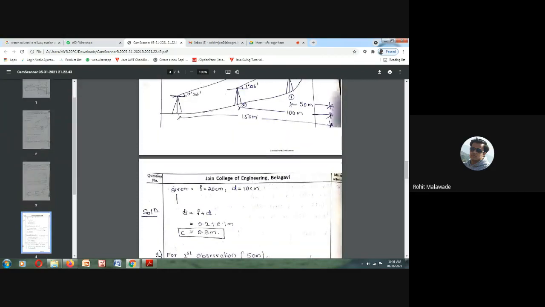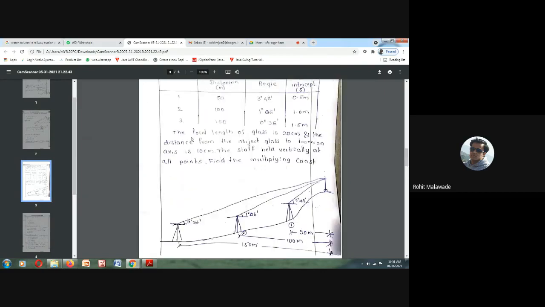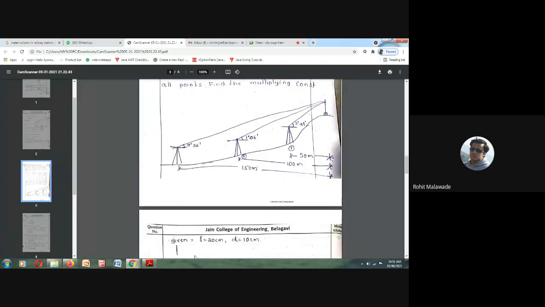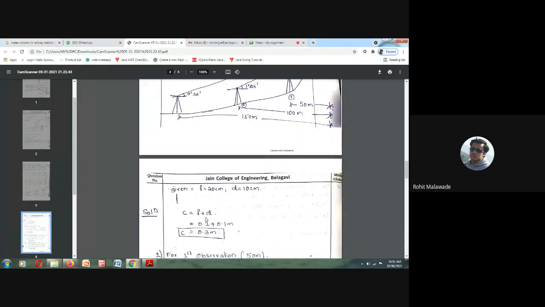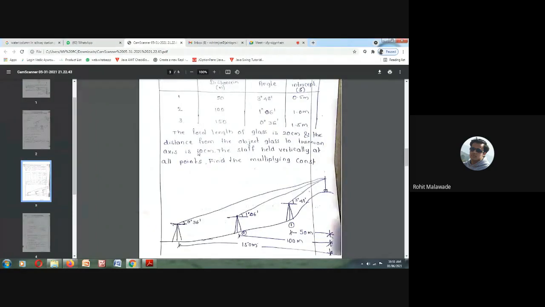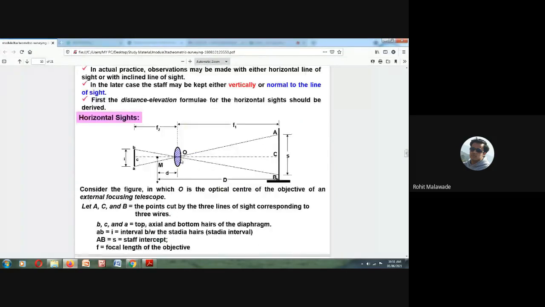Before going to the multiplying constant k value, you should know what the additive constant is. The additive constant is nothing but, as you already know, C is equal to F plus D. Now F they have already given in this problem. The focal length of the glass is 20 centimeter. And they have given the distance from the object glass to the trunnion axis. So this is D.